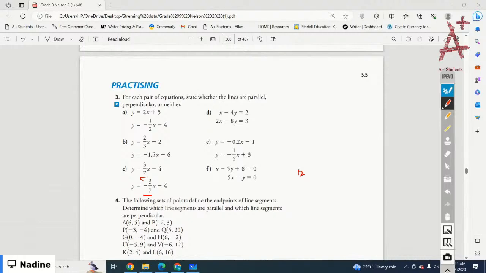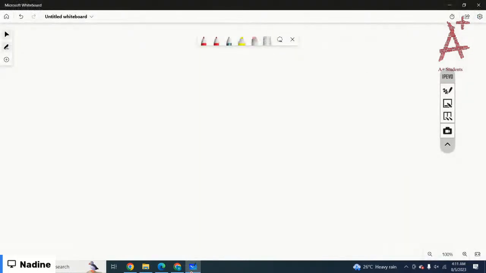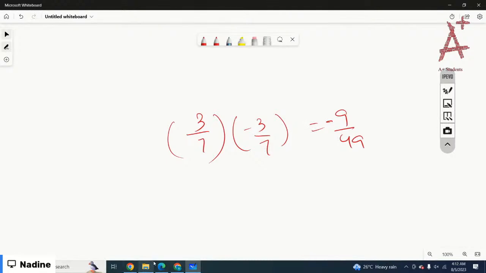So the slopes are not equal, that means they are not parallel. For the perpendicular, the slopes must be negative reciprocal. Just multiply both the slopes, and see if they equal negative 1. 3 by 7 times negative 3 by 7. 3 times 3 is negative 9 over 49. They are not equal to negative 1. That means neither parallel nor perpendicular, right?